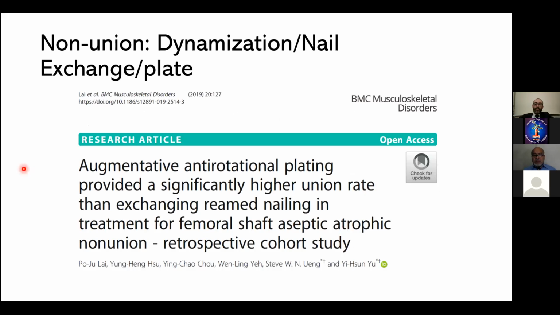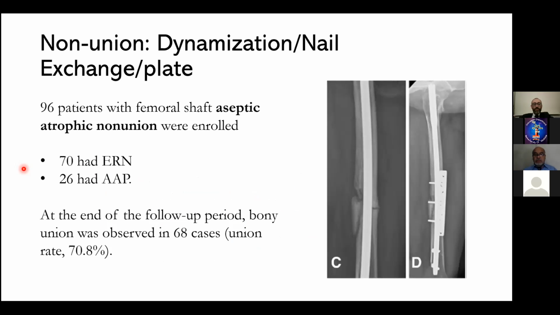So what about augmentation plating? Some people advocate not doing exchange nailing, but opening the fracture site, putting in graft, and putting a plate on top of the nail. Personally, this is my preferred treatment. Why? Let's look at this study. It was done between 2004 and 2015. They had 138 patients who underwent revision surgery, and they compared two groups: the group treated with augmentation plate fixation and the group treated with exchange nailing. There were 70 patients with exchange nailing and 26 with augmentation, and most of these patients were aseptic atrophic.